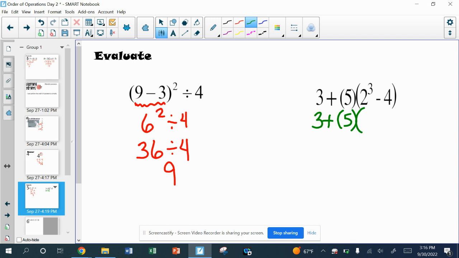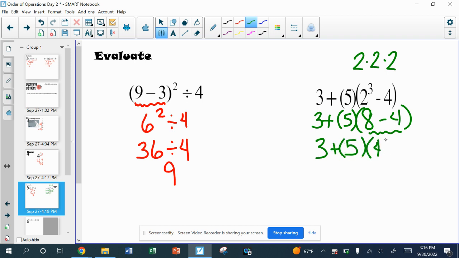2 to the third power, again, a lot of people want to say that that's 6, but it's not. 2 to the third power, remember, really means 2 times 2 times 2. Well, 2 times 2 is 4, times 2 is 8. So this 8 minus 4 is going to give us 4.